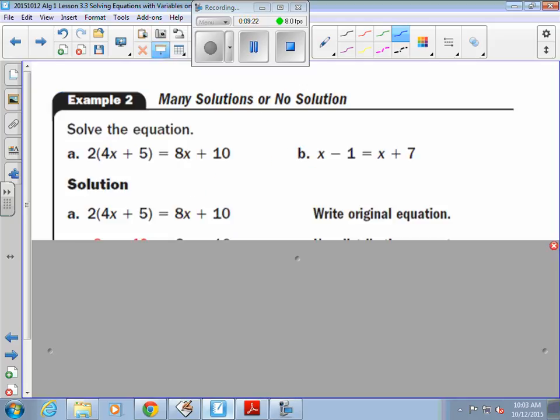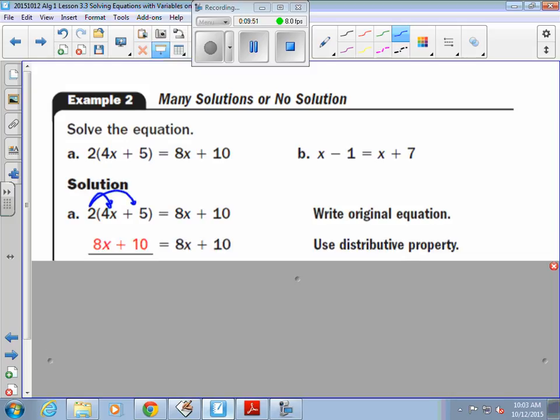Back on the front. Does something have many solutions or no solutions? Many solutions being all real numbers or an infinite amount of real numbers. So let's look at the first one. It says 2 times 4x plus 5 is equal to 8x plus 10. This is dealing with identity problems. 2 times 4x, you just distribute it, is 8x, and 2 times 5 is plus 10. So 8x plus 10 is equal to 8x plus 10. Notice it says the exact same thing on the left that it does on the right.